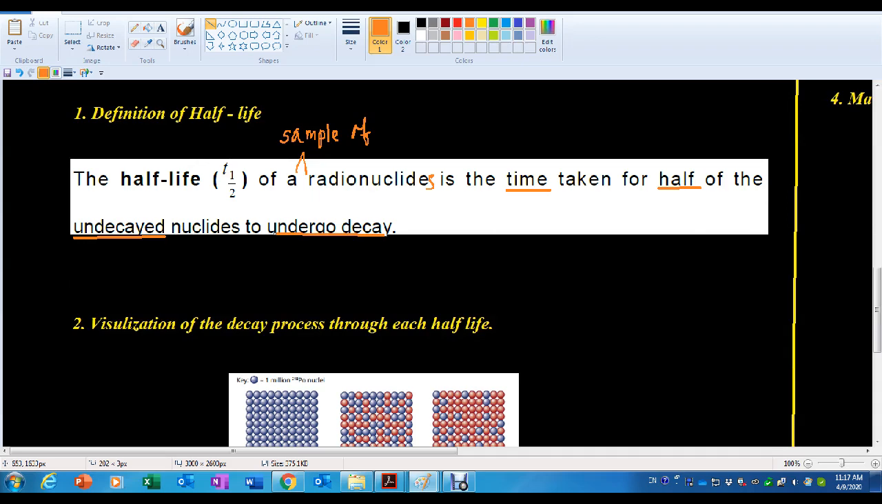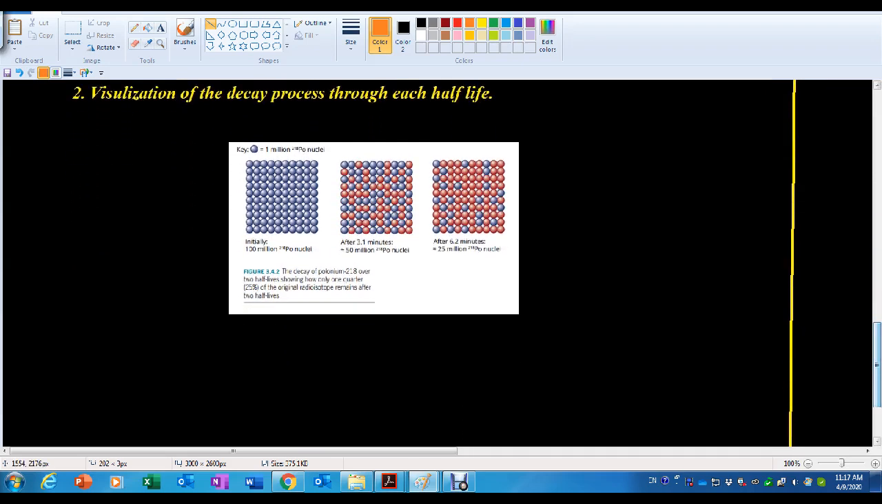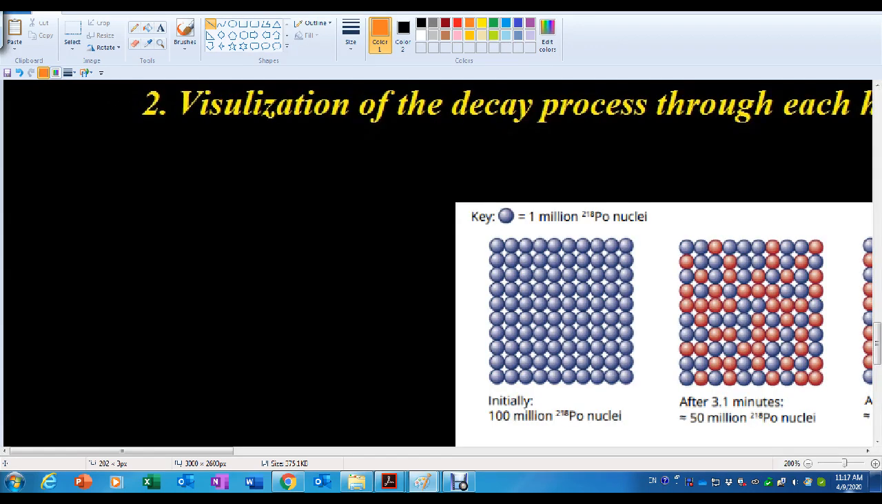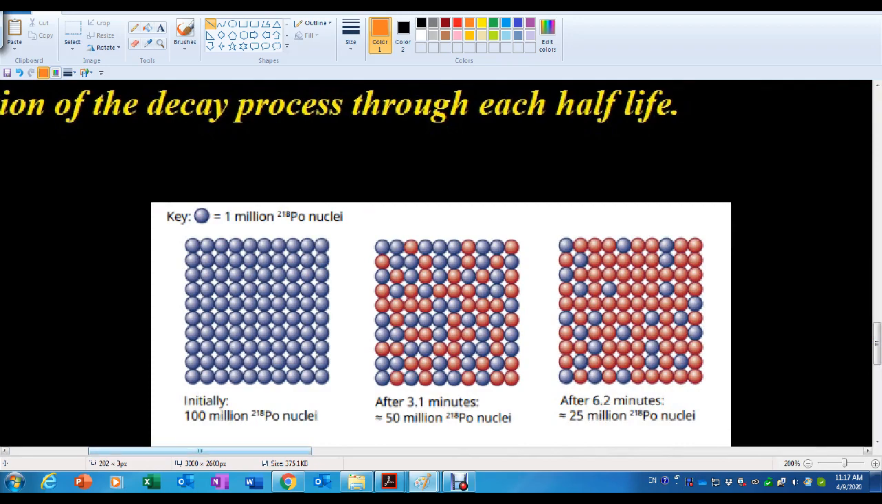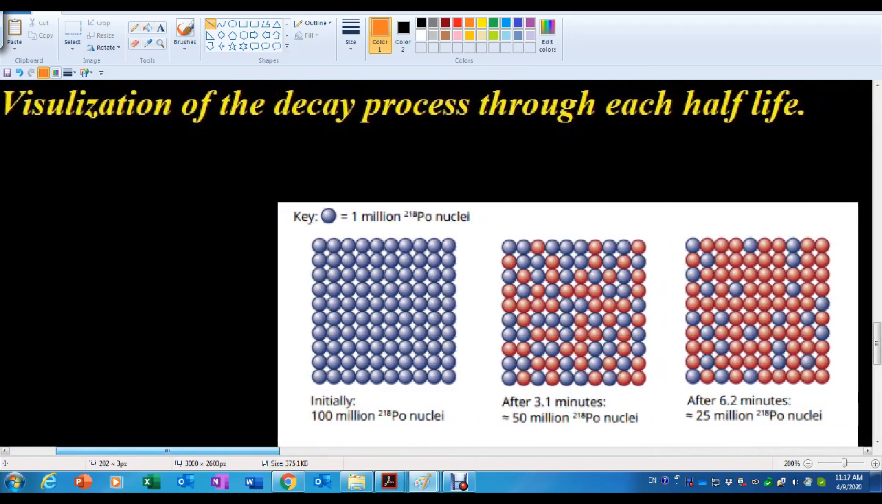So let's have a look at this visualization. I'm going to give you 1 minute to make sense of it. This is from your textbook.